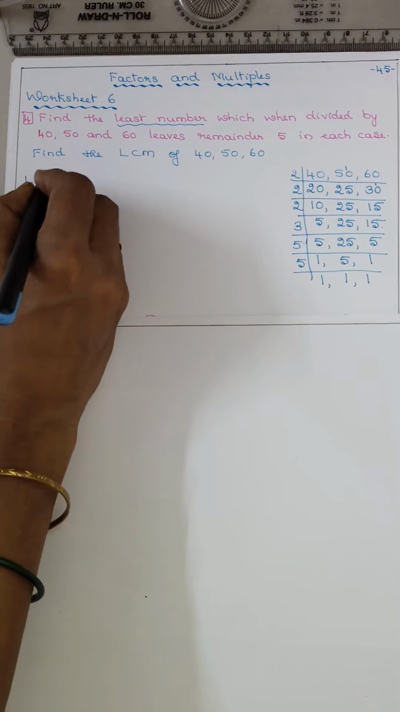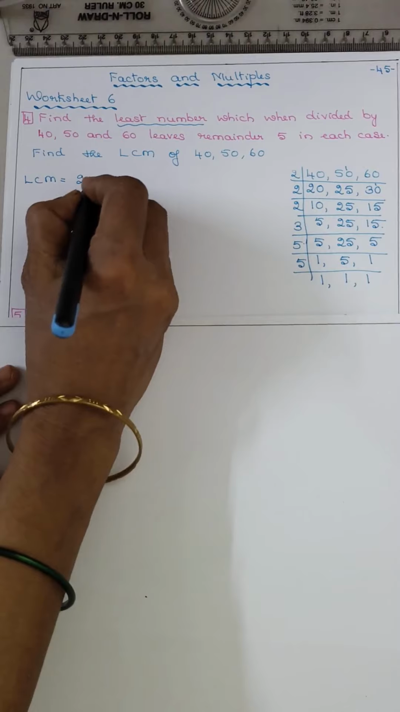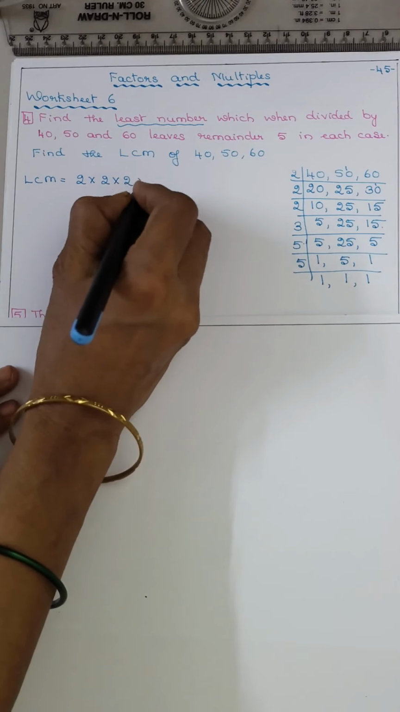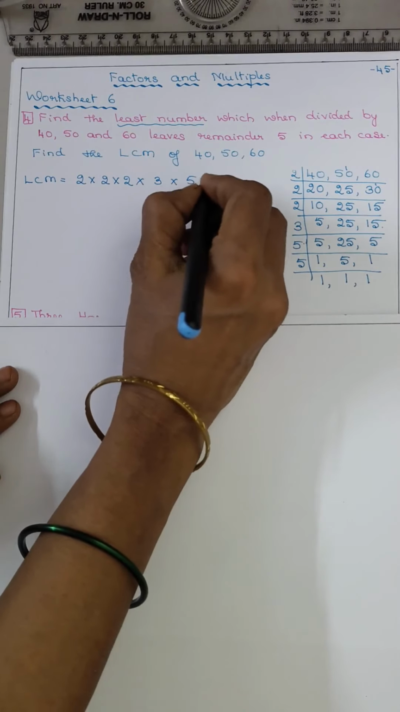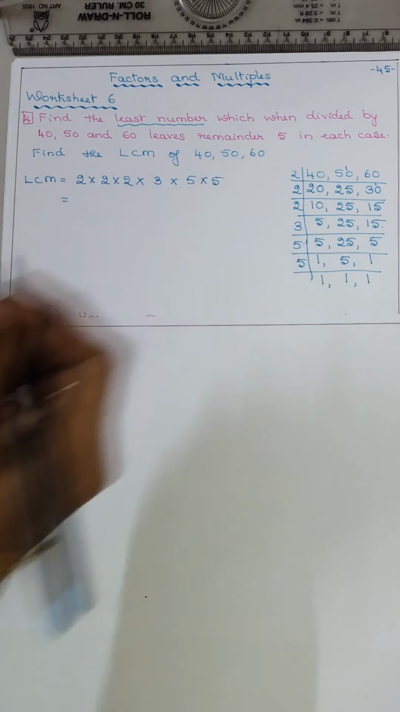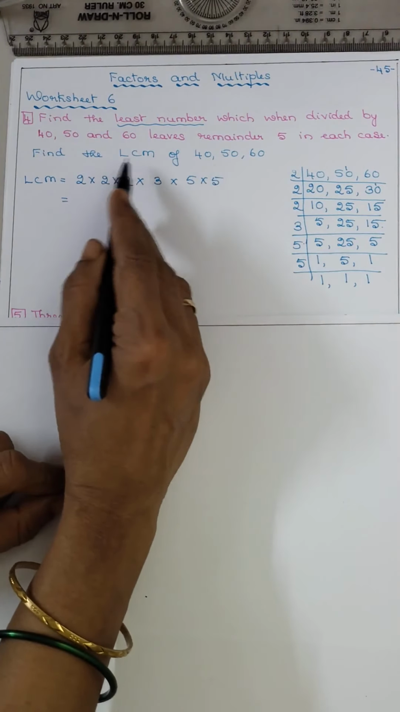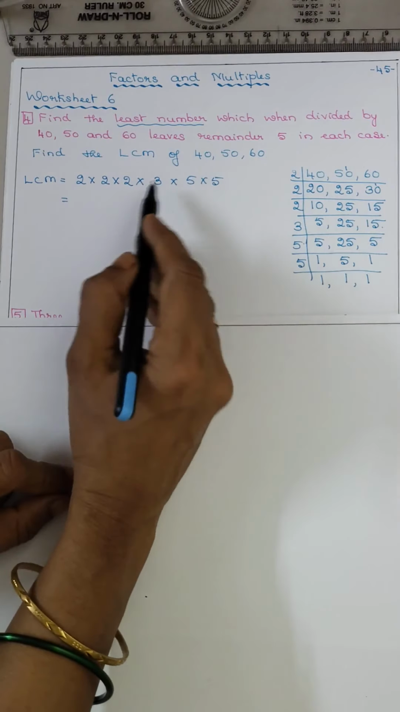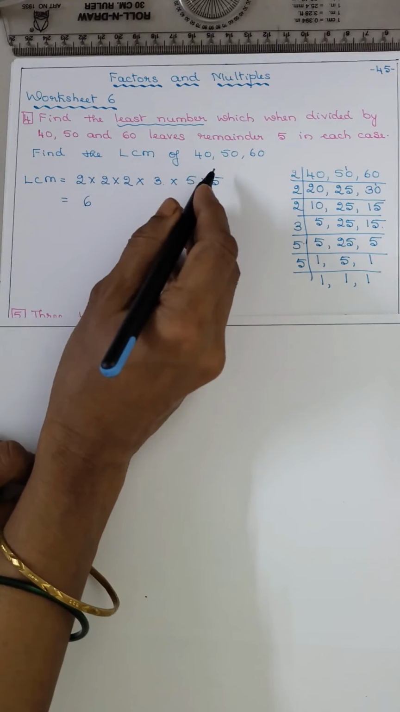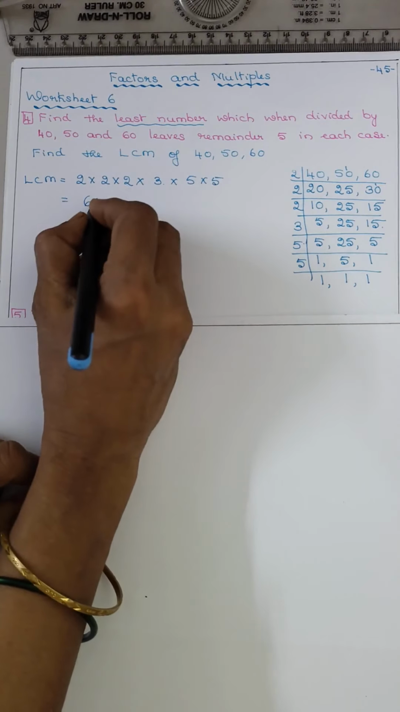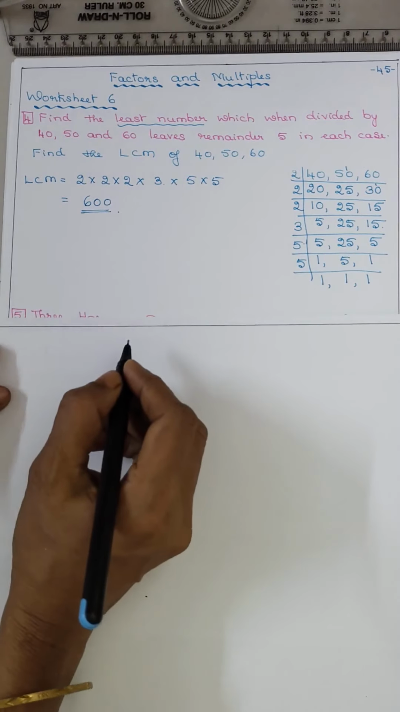So LCM is equal to 1, 2, 3 times 2, 1 times 3 and 2 times 5. Now to multiply, 2 5s are 10, 2 5s are 10. Keep aside, 3 2s are 6. So 6 into 100, 10 10s are 100. So you got 600. LCM is 600.